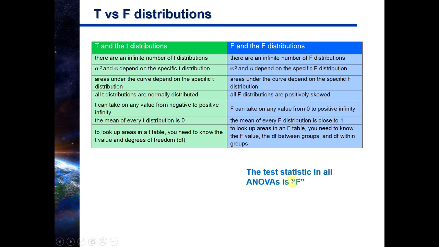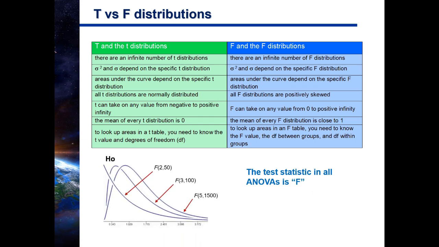Okay, so the test statistic in all ANOVAs is F. Just like when we did the different t-tests, right? When we did the single sample and the independent t-test and the dependent t-test, our test statistic was a t value. Well, now when we do ANOVAs, the test statistic is always going to be an F value. Now, you've learned about F values before when we talked about Levene, right? Levene also calculates an F value. So both Levene's test and the ANOVAs calculate an F value.